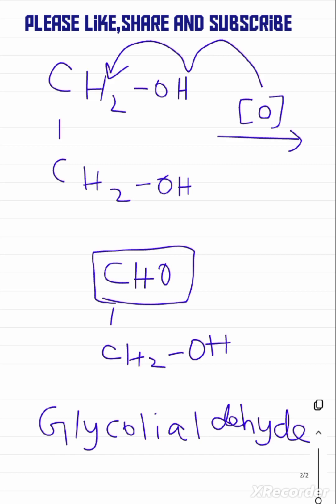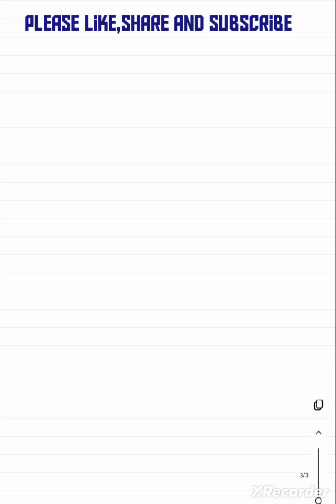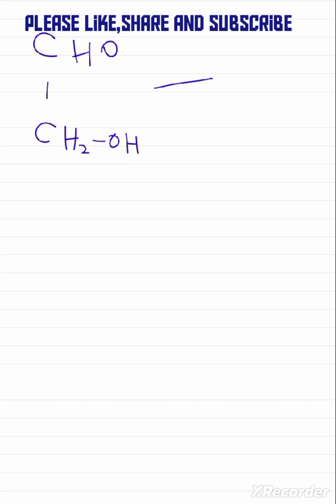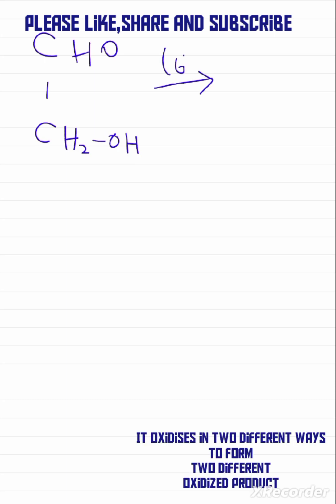So we are going to oxidize further. Further means not glycol; we are going to oxidize glycolaldehyde. So we write the structural formula of glycolaldehyde, CHO CH2OH. It is termed glycolaldehyde. We are going to add oxygen to that. It may oxidize in 2 different ways.